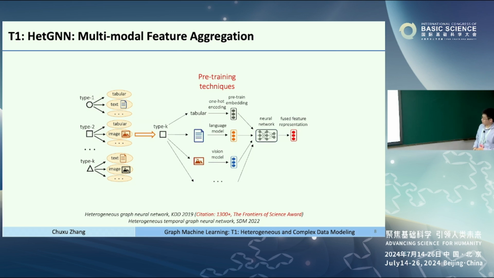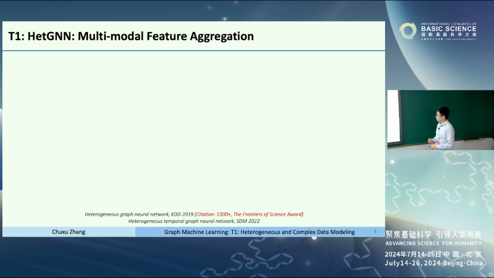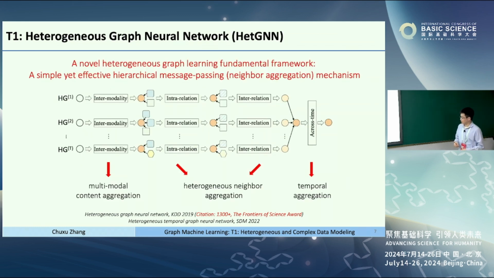For the first layer of aggregation, since there is multimodality content in complex heterogeneous graphs, for each type of content we can use pre-training techniques. For the tabular attributes, we can use one-hot encoding. For text content, we can introduce a pre-trained language model. And for image content, we can introduce a pre-trained vision language model. After learning the pre-trained embedding of each type of feature, we just need a simple neural network, like a one-layer multi-layer perceptron, to fuse the different modalities of content to get the fused representation. So this is the first layer, multimodality content aggregation.